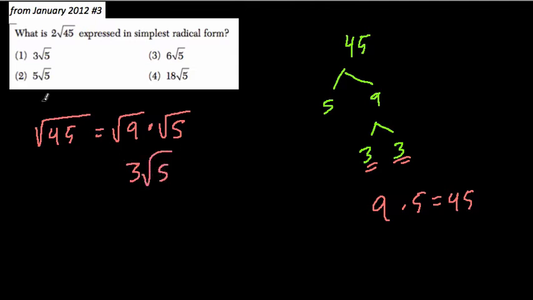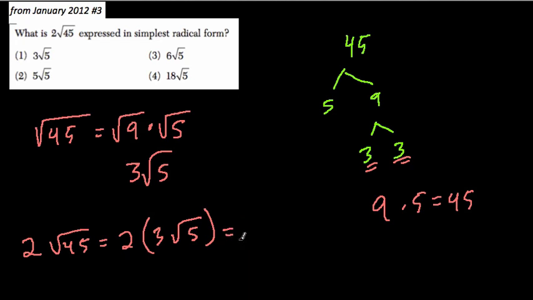Now, notice they offer this choice here, but that's not it, because originally it was 2 times radical 45. So here it's going to be 2 times 3, radical 5, which is equal to what? Well, 2 times 3 is 6. It's 6 times radical 5. Here I pick choice 3.